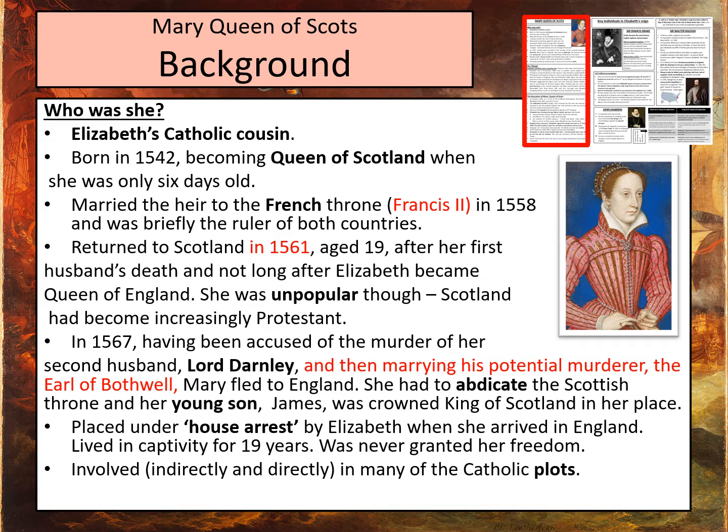In 1567, she was accused of the murder of her second husband, Lord Darnley, and then married his potential murderer, the Earl of Bothwell. That led to a huge amount of scandal and accusations of murder, and in order to flee a trial, Mary ended up coming to England. As part of that, she had to abdicate and give up her Scottish throne to her young son James, and he was crowned as King of Scotland in her place.